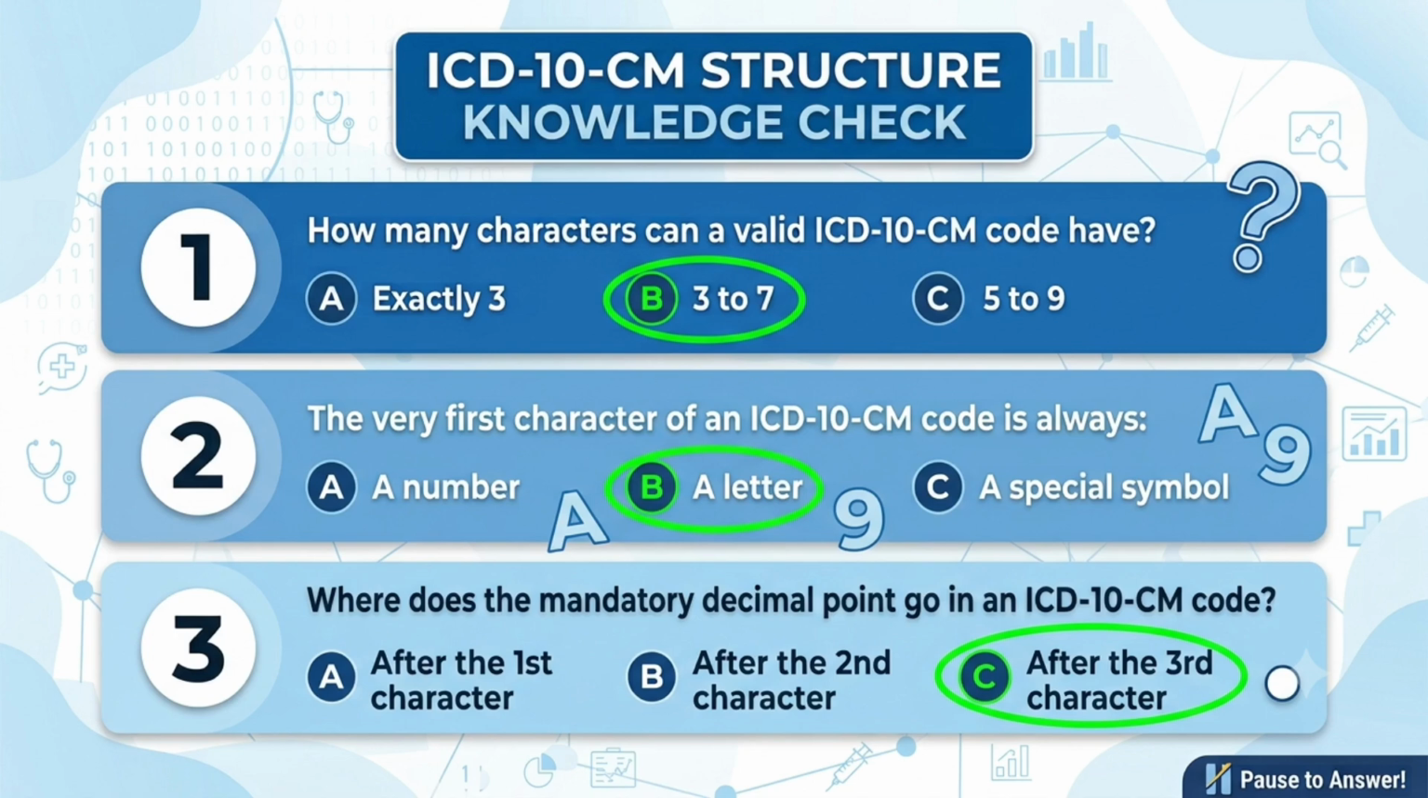For number 1, valid codes will always run anywhere from 3 to 7 characters. For number 2, every single ICD-10 code kicks off with a letter. And for number 3, that mandatory decimal point always lands right after the third character, marking the end of your category block. Drop your score in the comments below. Did you nail a perfect 3 out of 3? Let's keep this momentum going and jump right into the next round.